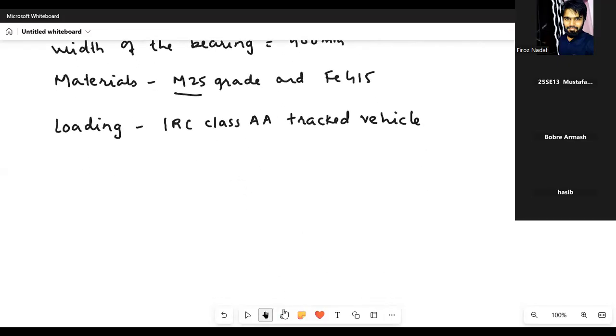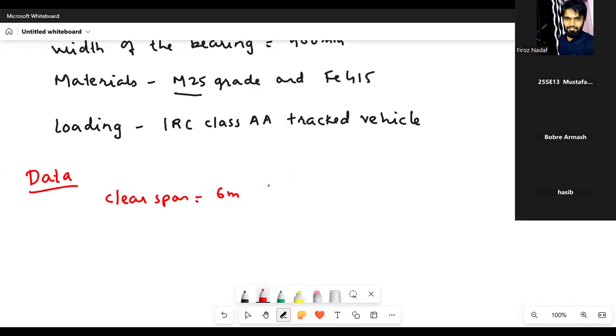Again, I will write the data, what data they have given. Clear span is given to you. Note that this is a simply supported bridge. Here it is not specified. So the bridge is like this.